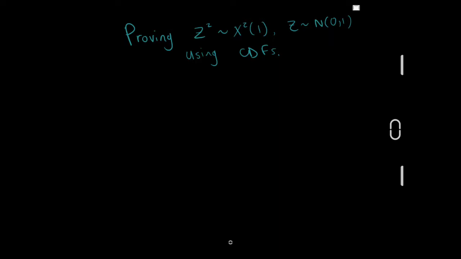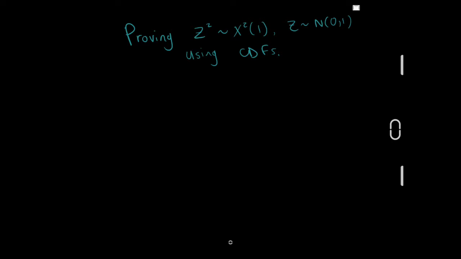Yeah, so in this video, it's a proof video. We're going to be showing that taking a standard normal and squaring it gives you a chi-squared with 1 degree of freedom. Specifically, we're going to be showing it using the CDF form, or using the method of distribution functions.